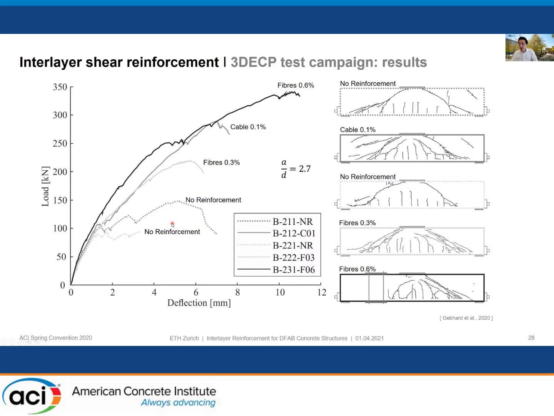When we add this interlayer reinforcement, the fibers or the cable, the shear crack appears at 100 kilonewtons, but we are able to have a hardening response of the beam. Finally, for the cable we were breaking the cable, and for the fibers we were having a pull out of the fibers.